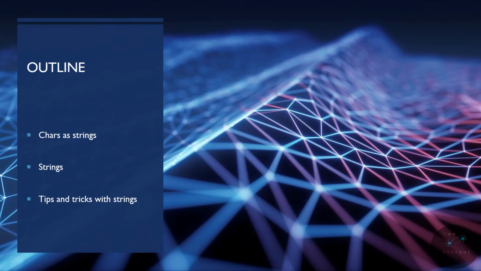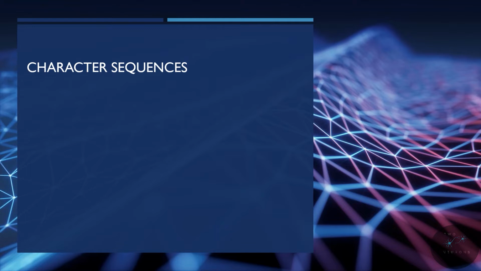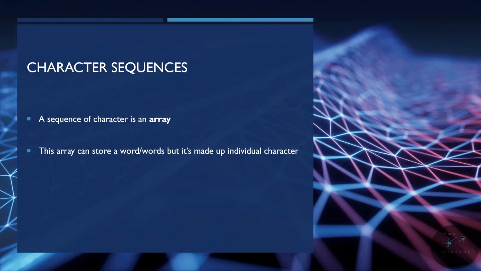In this video, we'll go over characters as strings, using strings themselves, and tips and tricks when working with strings. We can work with characters as if they were strings by using character sequences. A character sequence is an array that stores characters. This array can store a word or multiple words, but at the end of the day, it is just individual characters in an array. So, for example, if we wanted to have the word hello, we would have to store it as individual characters, H-E-L-L-O, and a null terminator.